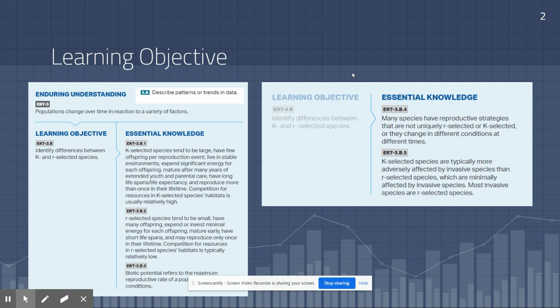The skill we'll be working with today is 5A. We'll practice describing patterns or trends in data and looking at how to make graphs and representations of our data.